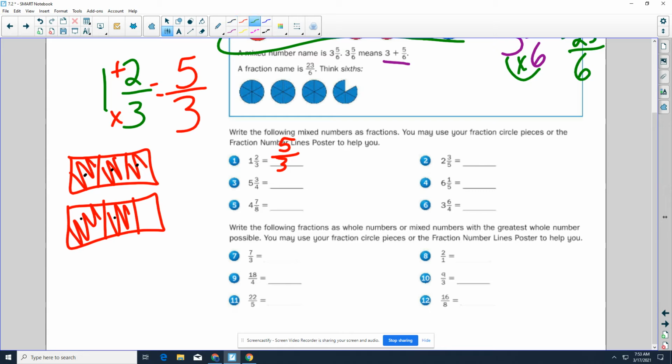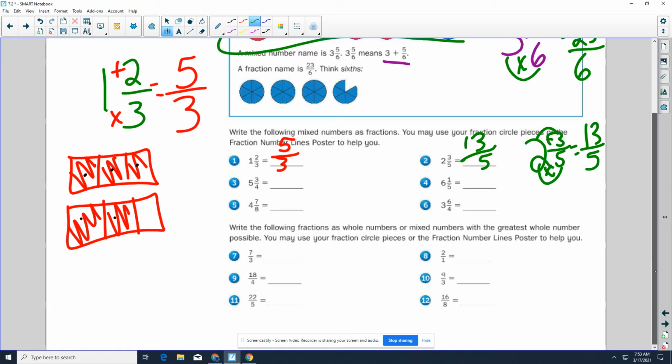We'll do one more over here. We'll do 2 3/5, and we want to convert that to an improper fraction. So I multiply and then add, and I get 2 times 5 is 10, plus 3 is 13/5. And again, I could draw a picture for that if I needed to, or use fraction circle pieces, or if you have your fraction line poster to refer to.